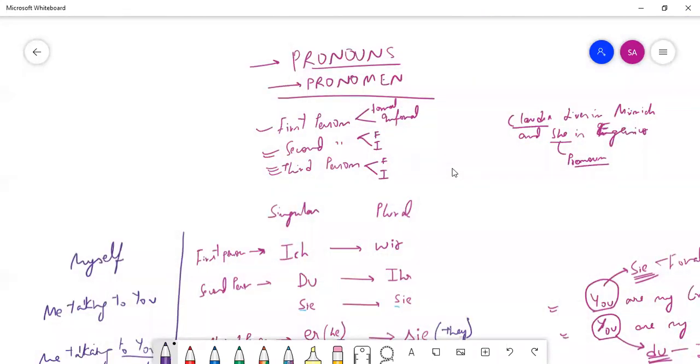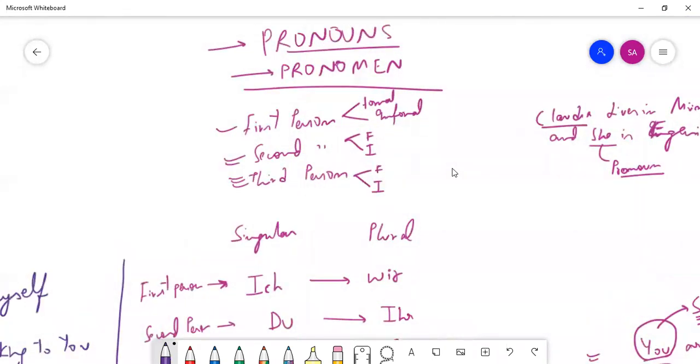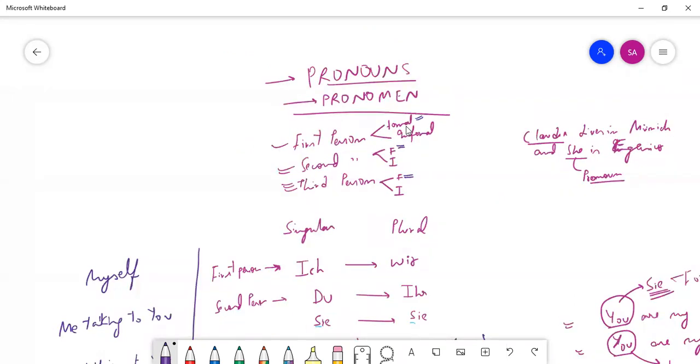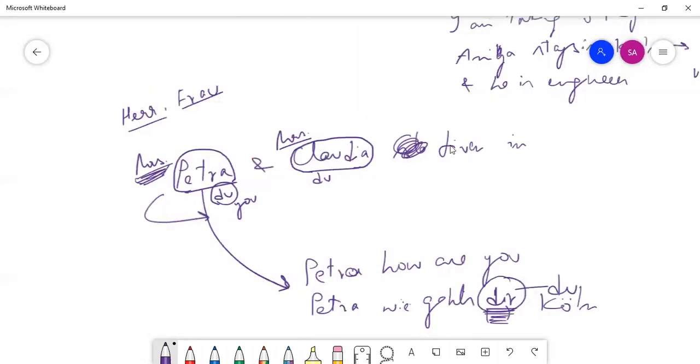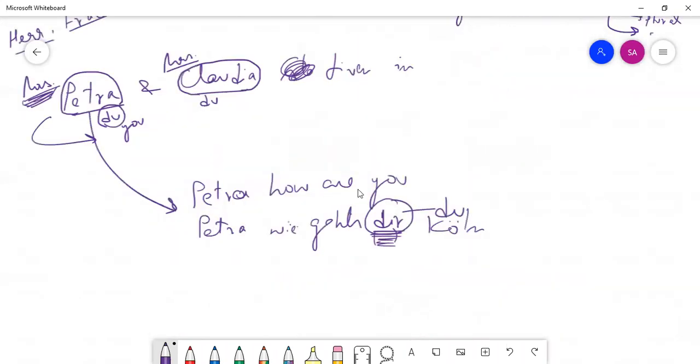Here, as I mentioned, there will be formal and informal, right? So make sure that if any Sie word is there, any Mrs., Mr., Herr, Damen, Frau, there are so many words, if such words are coming, then you have to use the formal language only. And here, as I took the example, I am saying, Petra, how are you?